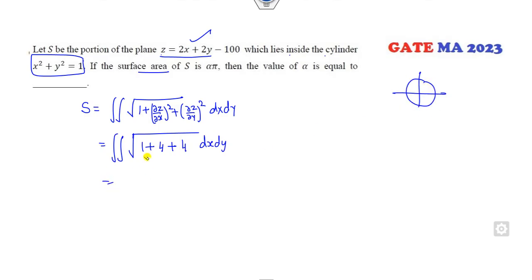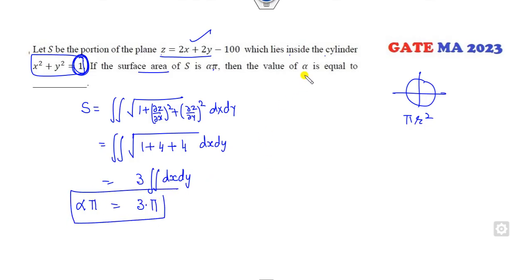So it's a 3 double integration of dx into dy. What is the area of the circle? Pi r square, and the radius is 1. So this is into 3 pi. And this value is given to you as alpha pi. What is my alpha? The value of alpha will be 3, which is the right answer of this problem.